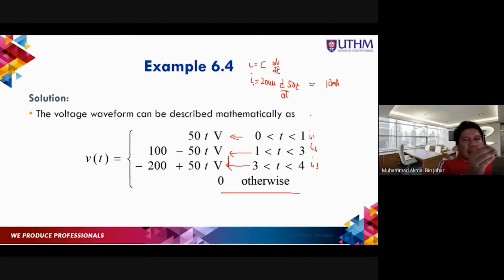Ada nilai T di sini, 10 milli T ke apa? Ada? Tak ada kan? So you dapat 10 milliampere. Bermakna ketika T 0 hingga 1, you akan dapat current 10 milliampere. Flat.